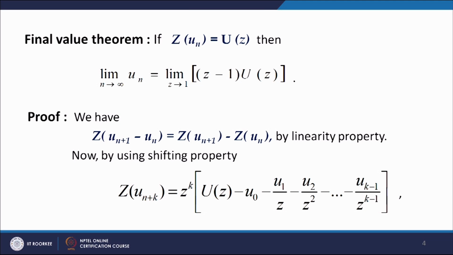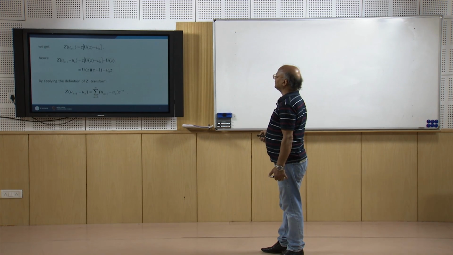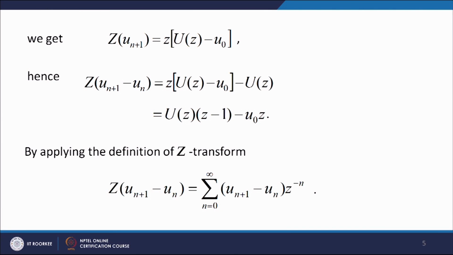If we use this shifting property, then Z of u_{n+1} will be equal to z times U(z) minus u_0. So, let us substitute the value of Z of u_{n+1} here. Z of u_{n+1} minus u_n is z times (U(z) minus u_0) minus U(z), and then we can write this further as U(z) times (z minus 1) minus u_0 z. Now, by definition of the Z transform, the sequence u_{n+1} minus u_n is equal to the sum from n equal to 0 to infinity of (u_{n+1} minus u_n) into z to the power minus n.